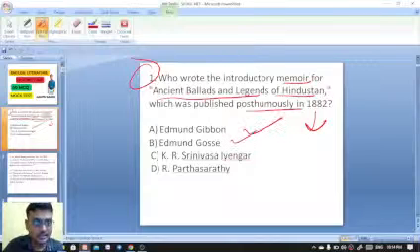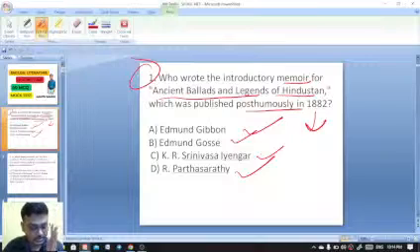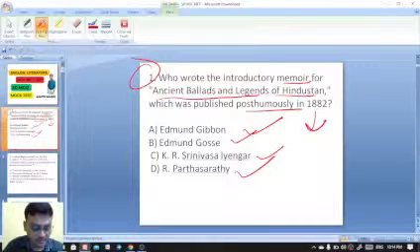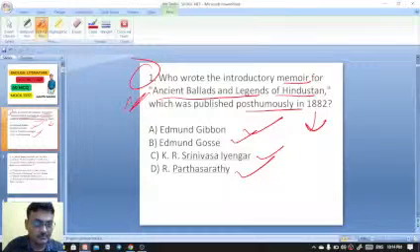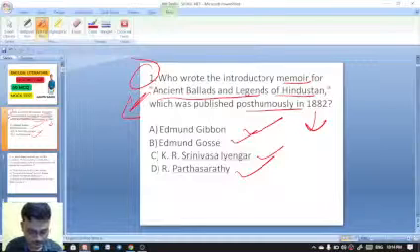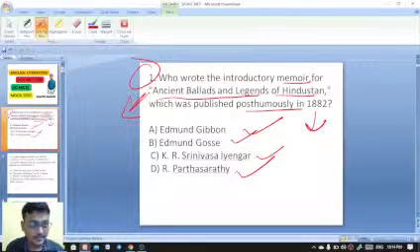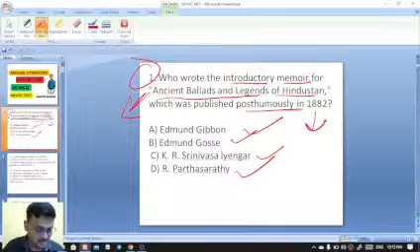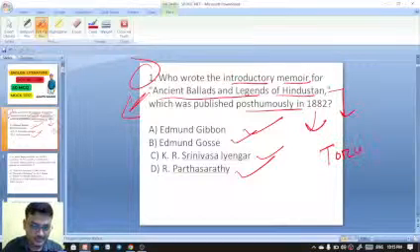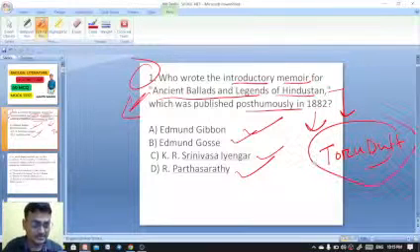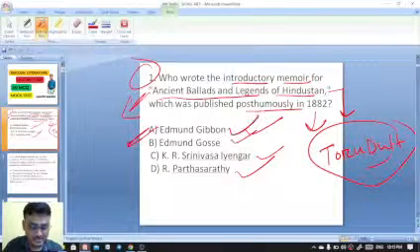Edward Gibbon, Edmund Gosse, K.R. Srinivasa Iyengar, and R. Parthasarathy. Who has written? And first tell me, Ancient Ballads and Legends of Hindustan was written by whom? Who has written this work? Got it? Exactly. Yeah, exactly. It is Edmund Gosse. Edmund Gosse has written the introductory memoir for this work. And this work was written by whom? Toru Dutt. This is a work by Toru Dutt, and the introduction was written by whom? The memoir by Edmund Gosse. So A is the right answer.